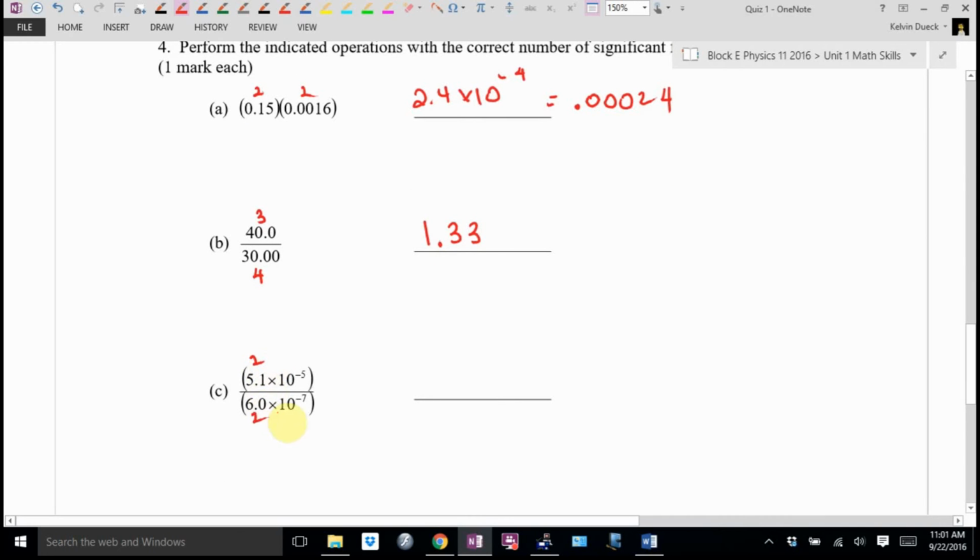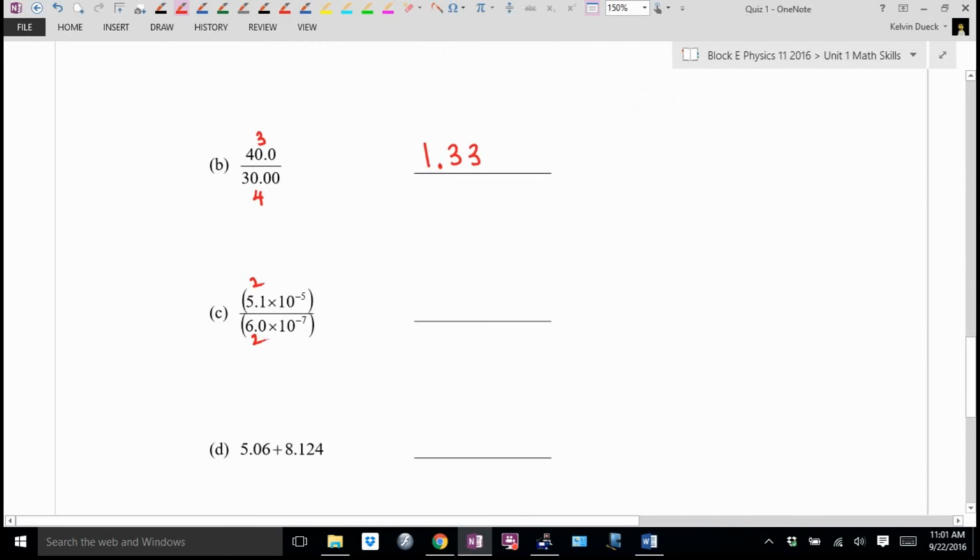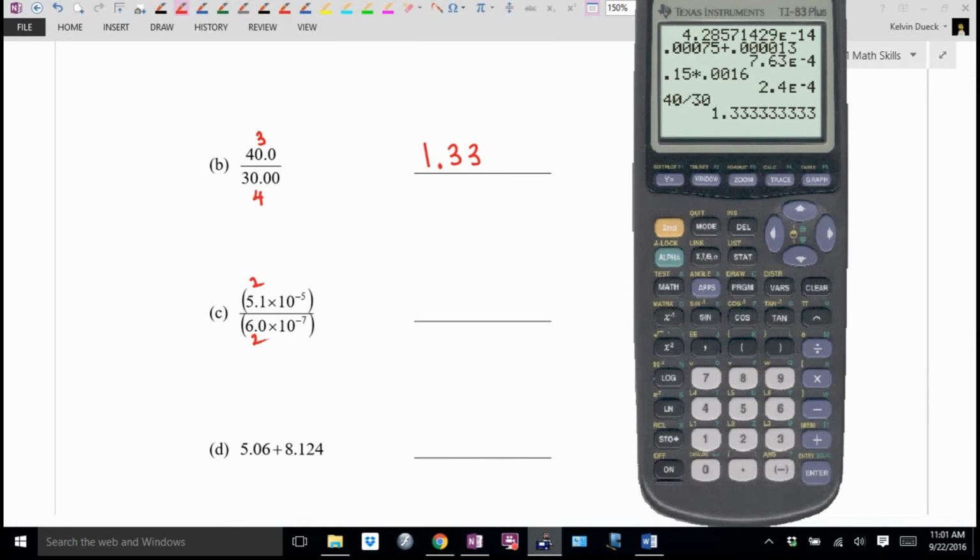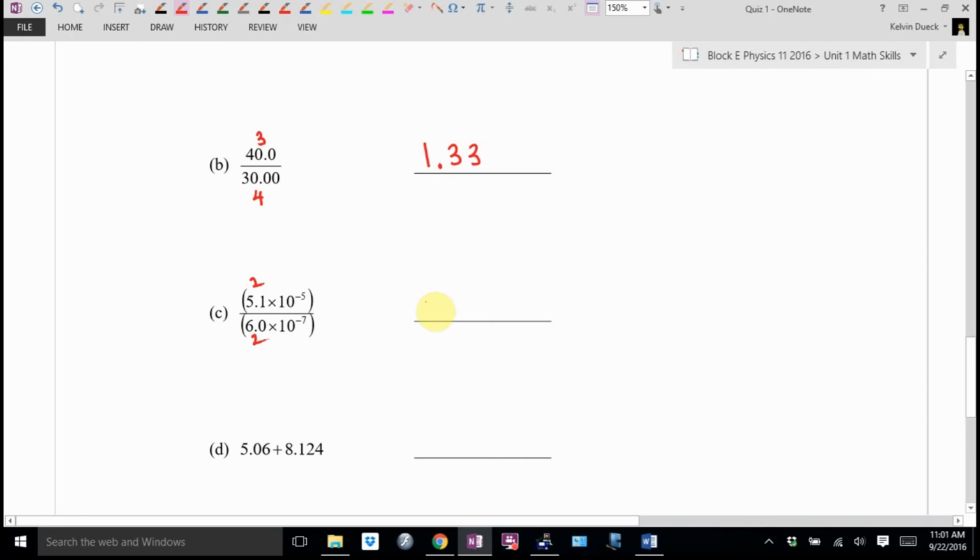2 sig figs. I'm going to go to 2 sig figs. 5.1 scientific notation button, -5 divided by 6.0. I'm not going to type the point 0. Scientific notation button, -7. And, oh, this worked out evenly. Already to 2 sig figs. I'll take that. So if you said 85, did anybody convert that to scientific notation? Okay, 8.5 times 10 to the 1.